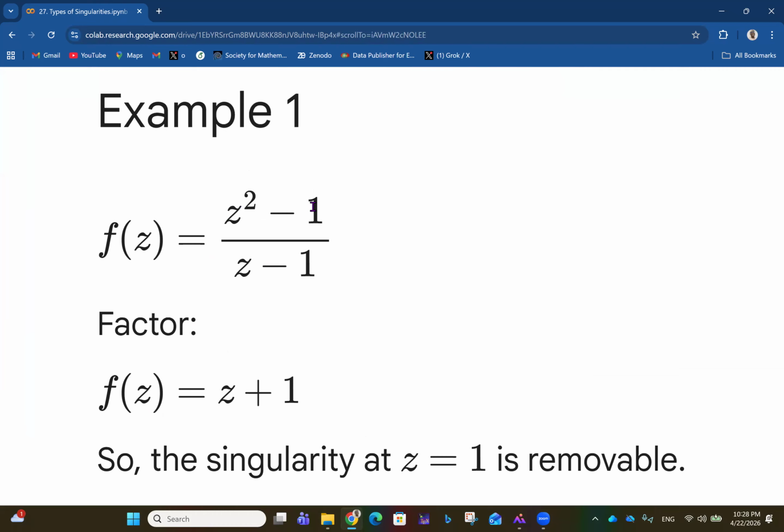removable because you can factor it out like this. As z approaches 1, you can still get the answer 2. If you take the limit of (z squared minus 1) over (z minus 1) as z approaches 1, substituting directly gives an undefined expression, but you can differentiate using L'Hopital's rule. You get 2z over 1, and that's 2. Or you can factor out like this, so 1 plus 1 is still 2. So the singularity at z equals 1 is removable because as z approaches 1, this expression is still finite.